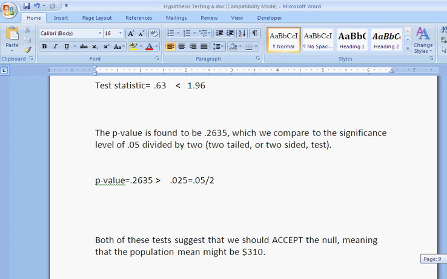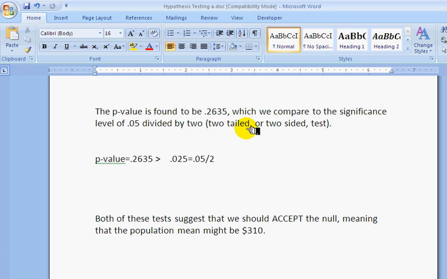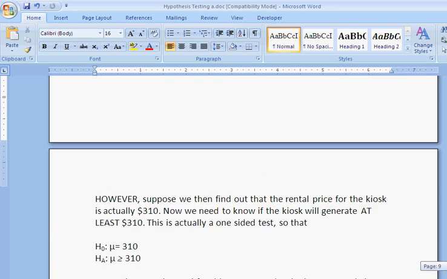Now we go off and look at a p-value. The p-value that we found out of Microsoft Excel is 0.2635. That needs to be compared to the significance level divided by 2, since this is a two-tailed test. So significance level divided by 2 gets us 0.025. Clearly, my p-value of 0.26 is much larger than that, and a large p-value suggests we accept the null. So both tests suggest we accept the null hypothesis, meaning that the population mean might well be 310.